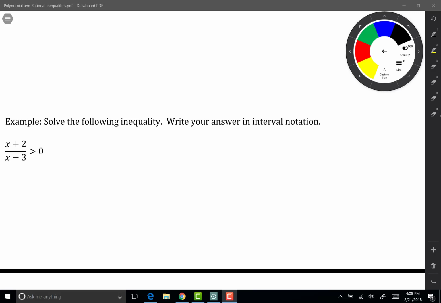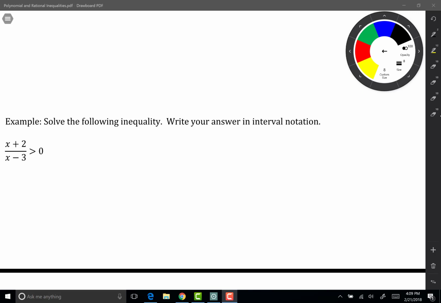So now we're going to talk about how we can solve rational inequalities. And we're going to use the same exact technique we used when we were solving polynomial inequalities. The only added difference is that when we solve a rational inequality, we need to take into consideration that values in the denominator are going to give us values that are undefined. And we want to include those on our sign chart.